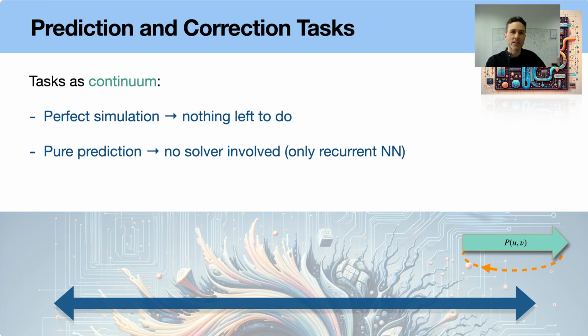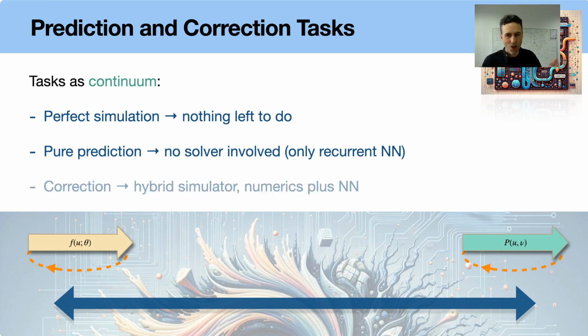The other extreme is that the simulator does not help at all, or we don't have any description of what our system is supposed to do, and we can only rely on data and our neural network. So that means this pure prediction is the other extreme, right? Pure solver before, now pure network surrogate prediction, only the recurrent neural network happening. And nonetheless, we have this whole space in between. It's obvious where I'm going with this, right? So in between these two, we have all these different correction tasks.